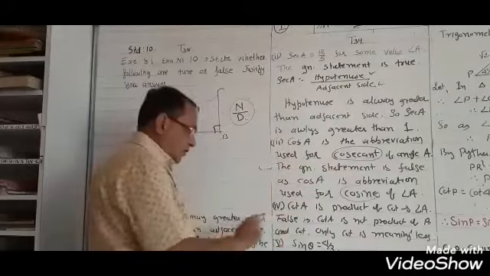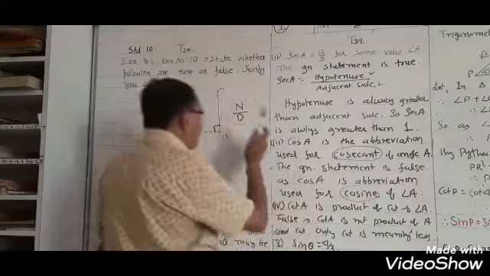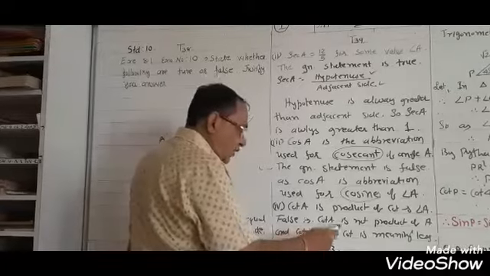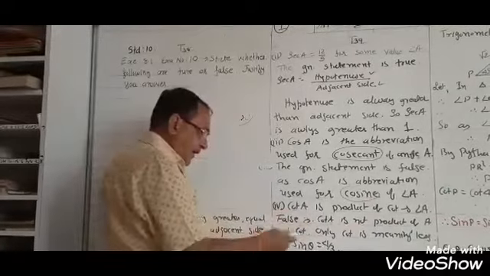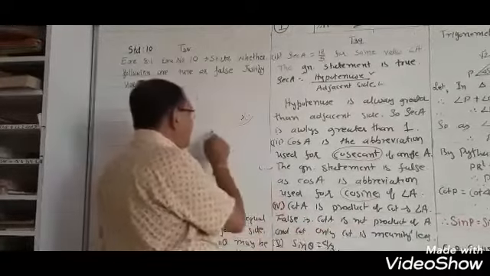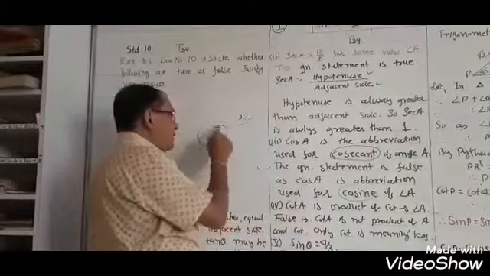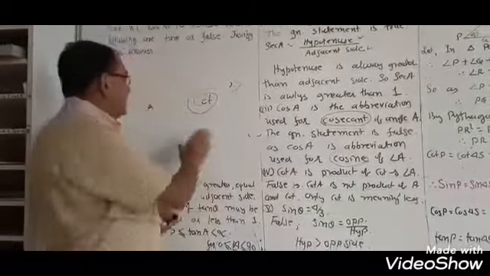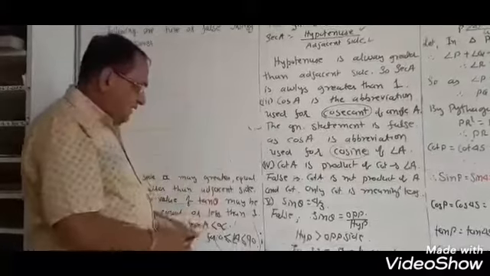Next statement: cot A is the product of cot and A. That is totally wrong. False. Cot A is not the product of cot and A. Only if you write cot, that is meaningless. That is meaningless. Now next question, the last one.